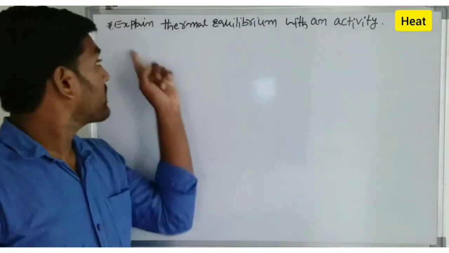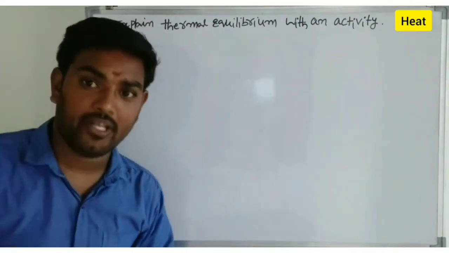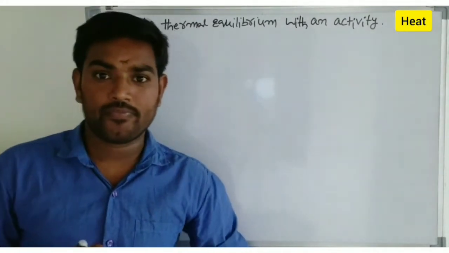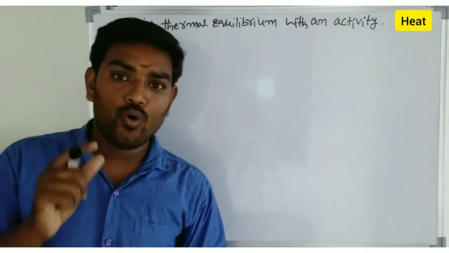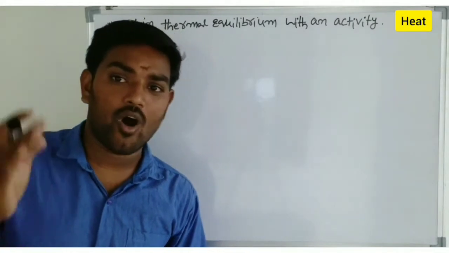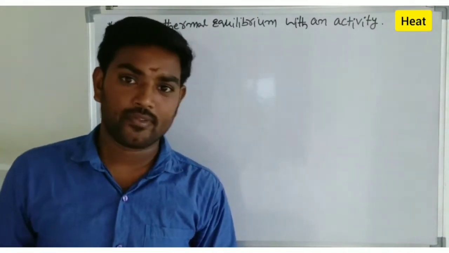Next topic. Explain thermal equilibrium with an activity. So first of all, what is thermal equilibrium? The simple definition of thermal equilibrium: two or more bodies having the same degree of hotness or coldness. This is called thermal equilibrium.